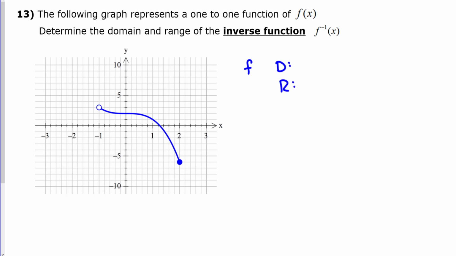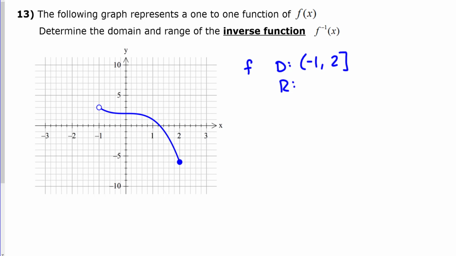Well, the domain is all the defined x values. So it starts from -1 and ends over here at 2. So the domain of this function is -1 to +2.